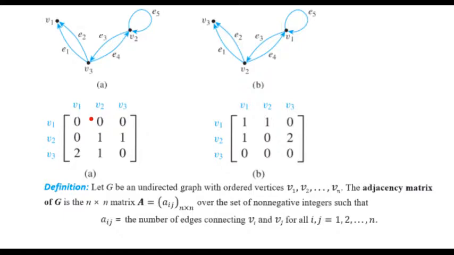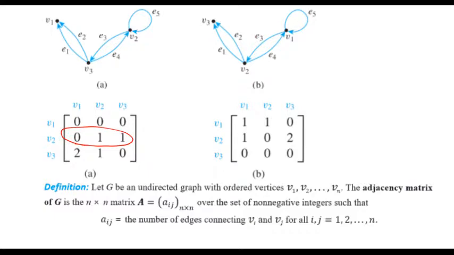For the second element in the first row, we have the number of arrows connecting v1 to v2. As you see, there is no arrow from v1 to v2, right? And here again, the third element of the first row is 0 because there is no arrow from v1 to v3. You see, this is v1, this is v3. There are two arrows from v3 to v1, but there is no arrow from v1 to v3 in the opposite direction.